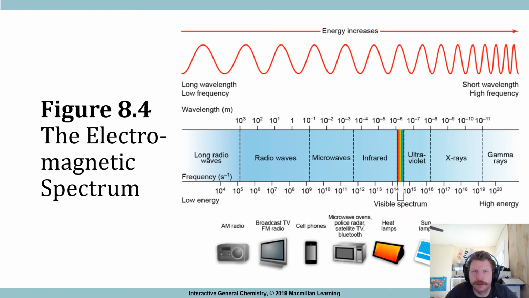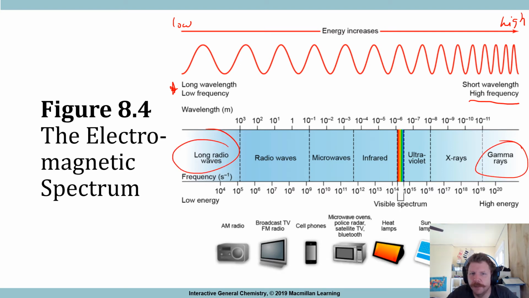This is our visual for displaying the difference in wavelength and frequency. We've got low energy to high energy. We've got long wavelengths with low frequency associated with low energy. We've got short wavelengths associated with high frequency associated with high energy. And our range is from long radio waves all the way up to gamma rays.